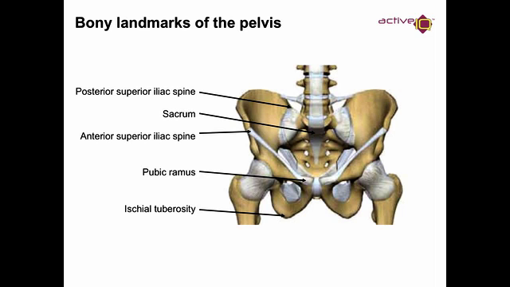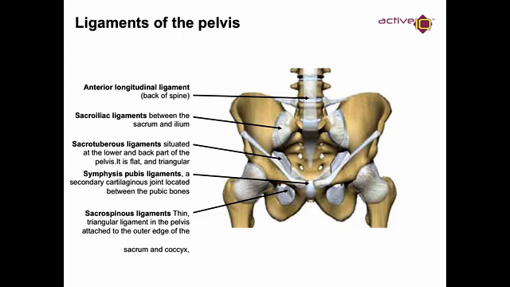So we've got the posterior superior iliac spine, and you can see where that is just here. We have the sacrum right at the bottom of the spine, which we should know about from when we studied the spine at level 2. We've got the anterior superior iliac spine. So again, remember posterior means back, anterior means front. We're talking about these bits here, the back of the ilium and the front of the ilium. We have the pubic ramus, which is right at the front here. And right down here, essentially right at the bottom, we have the ischial tuberosity, and that's where that is.